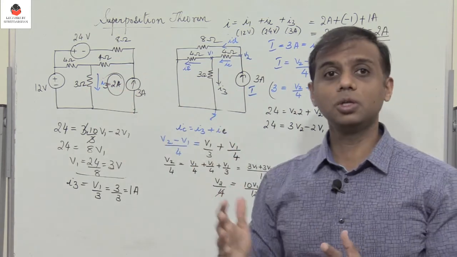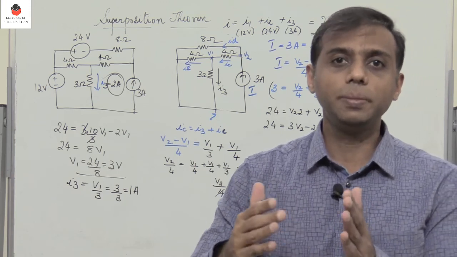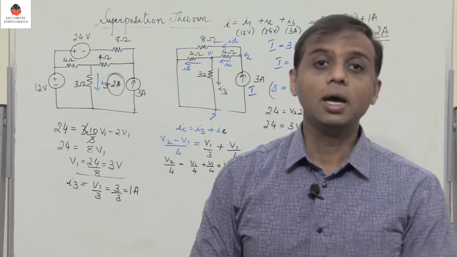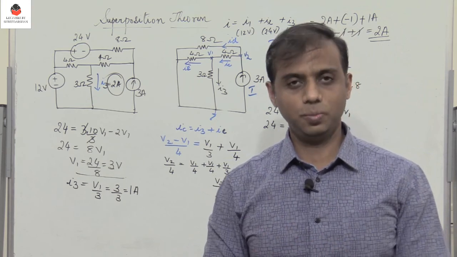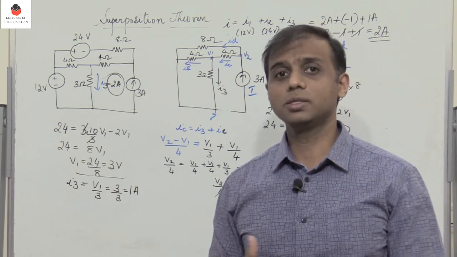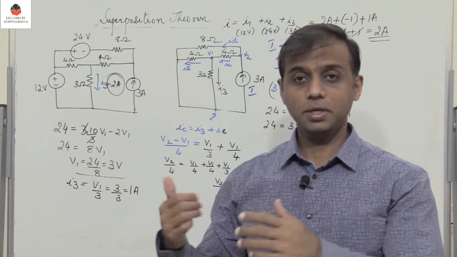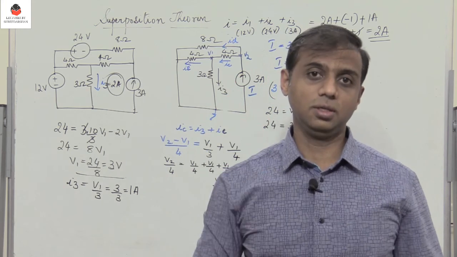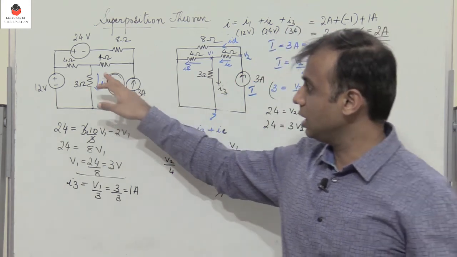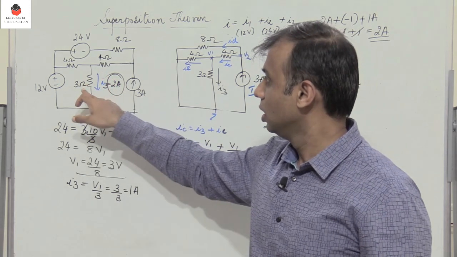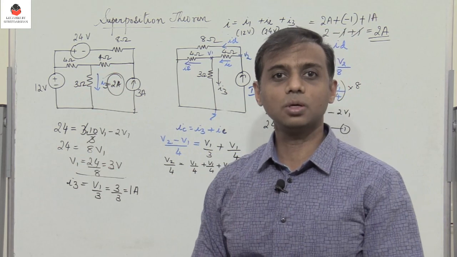So if the voltage sources have to be neglected, they have to be replaced by a short circuit, and if you have to neglect a current source, they have to be replaced by an open circuit. So we have taken 2 examples and we have seen how we can find the voltage in the previous example through a resistor using superposition theorem, and here in the second problem we have seen how we can find the current through 3 ohm resistor using superposition theorem. So it's a very simple concept.